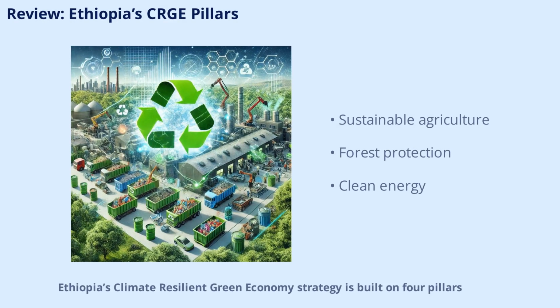Ethiopia's climate-resilient green economy strategy is built on 4 pillars: sustainable agriculture, forest protection, renewable energy expansion, and modern technologies. Each pillar supports economic growth while reducing greenhouse gas emissions. This approach positions Ethiopia as a leader in green development.